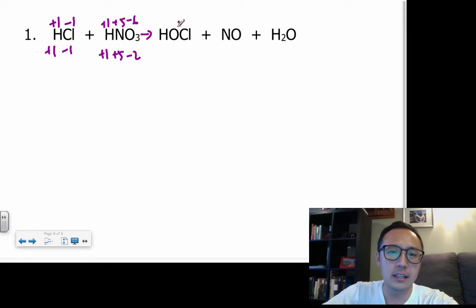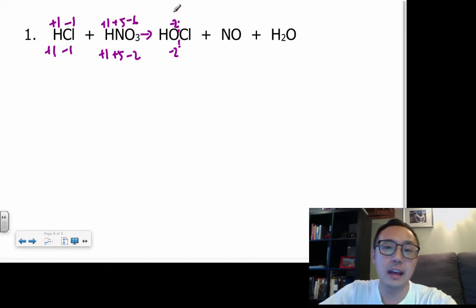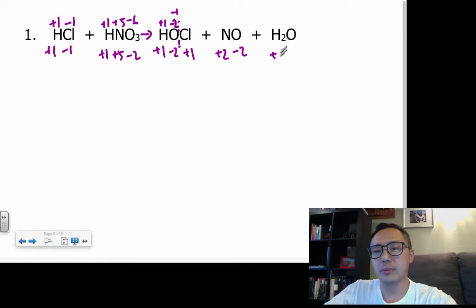So hydroxide here has a -1 overall charge, which makes sense because your oxygen is going to be -2, and it's more electronegative, so it's going to be -2. And because the left side, this HO, has to have a -1 overall charge, your hydrogen has to have a +1. And to balance this out, the Cl, instead of being a -1, becomes a +1, and that's how we do that one. For the other ones, here's -2 for oxygen, +2 for nitrogen, and water is going to be +1, -2.